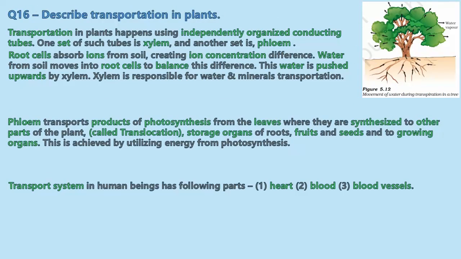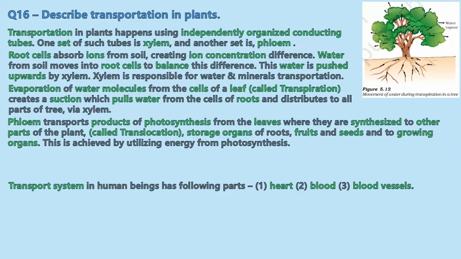Also, there is evaporation of water molecules from the cells of a leaf, called transpiration, and this creates a suction effect which pulls water from the cells of the root and distributes it to all parts of the tree.